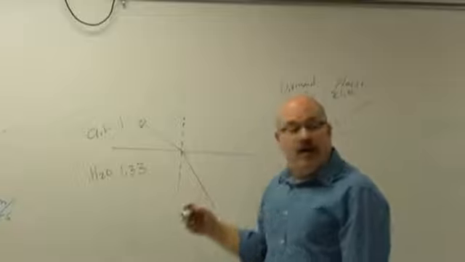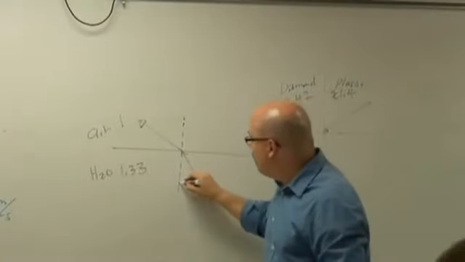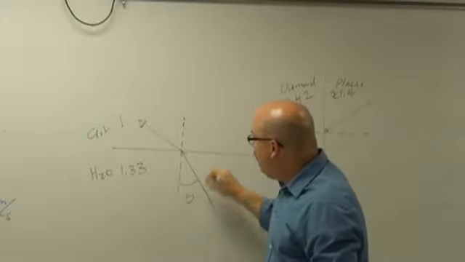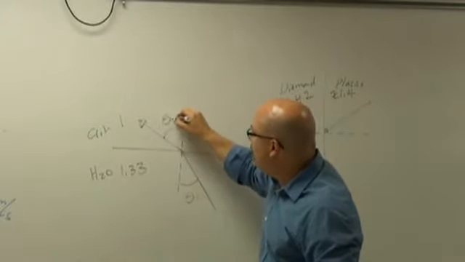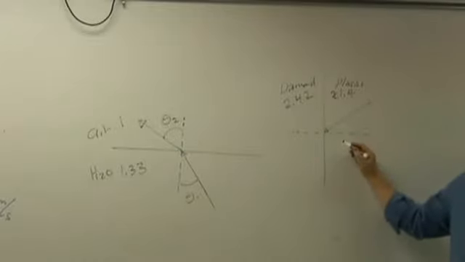All right? Okay, practice marking your angles, please, because this is where students have problems. This is your theta 1. This is your theta 2. Theta 1 and theta 2. All right, what about this one?